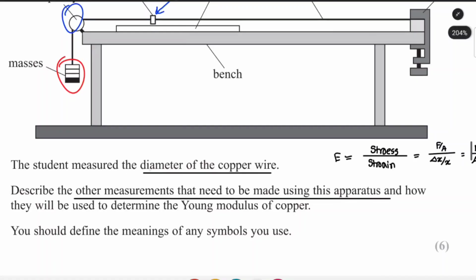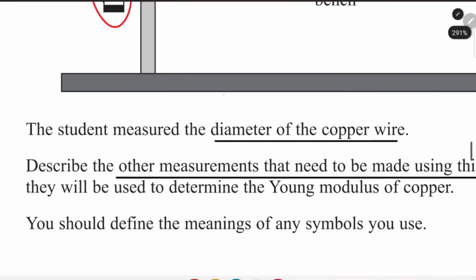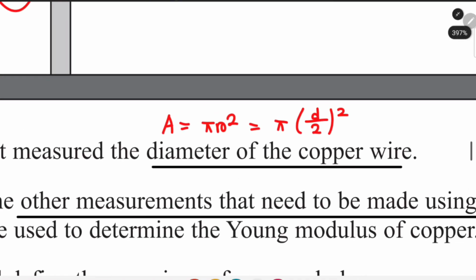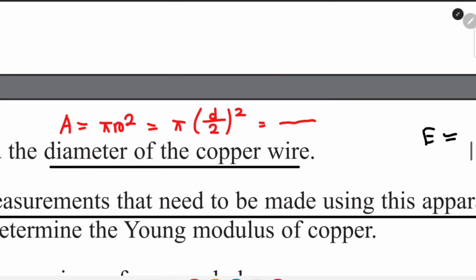So we already have the diameter of the copper wire measured. So using that I can find the cross-sectional area, which is pi r squared. Since we don't have the radius right now, we have the diameter, so the radius is diameter by 2, so we have pi (d by 2) whole squared, so it's just pi d squared by 4.